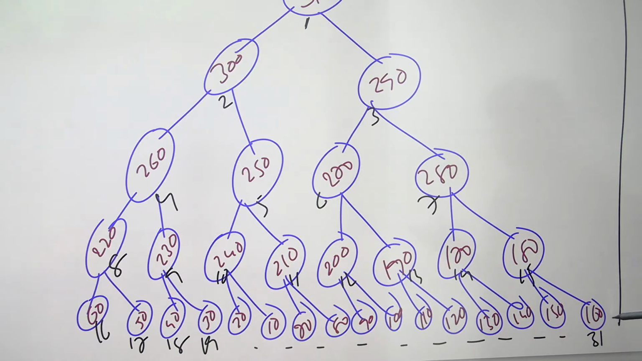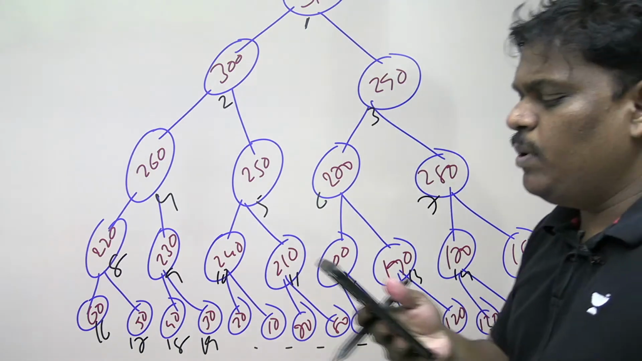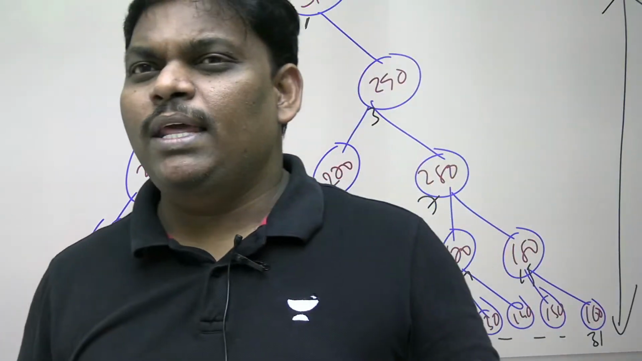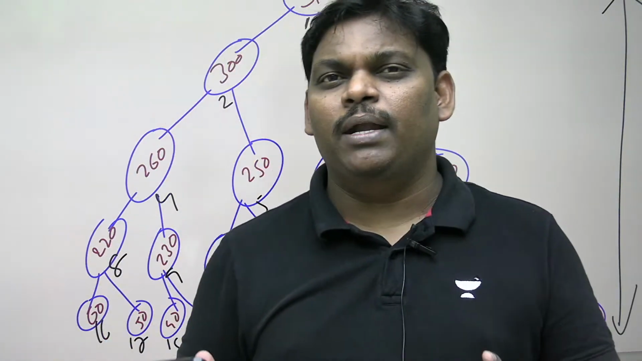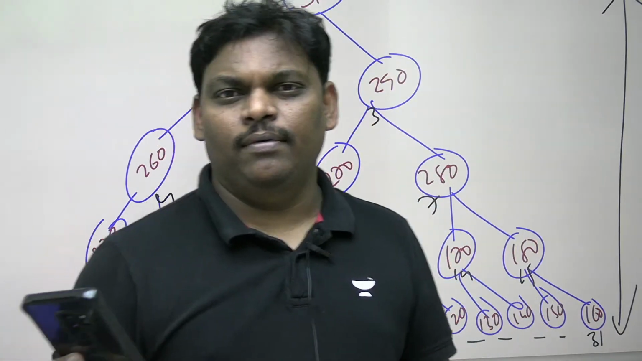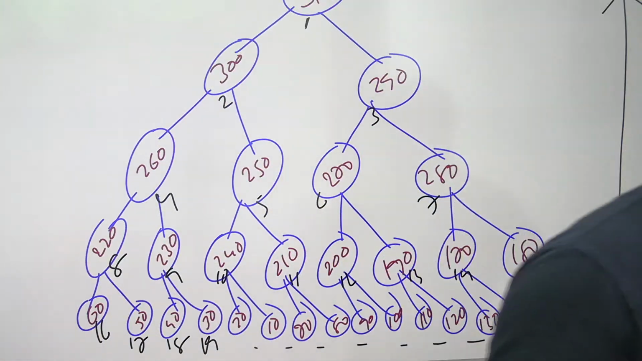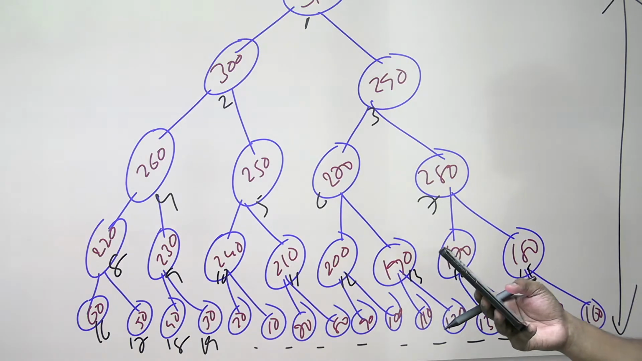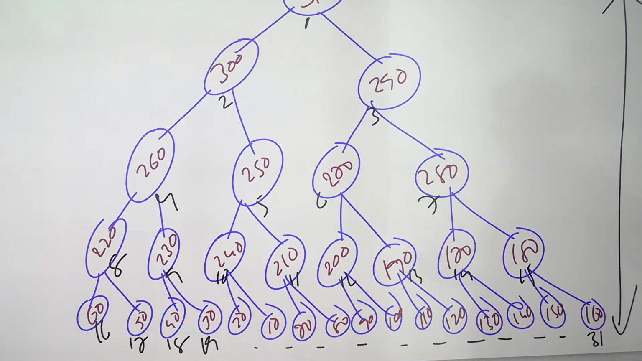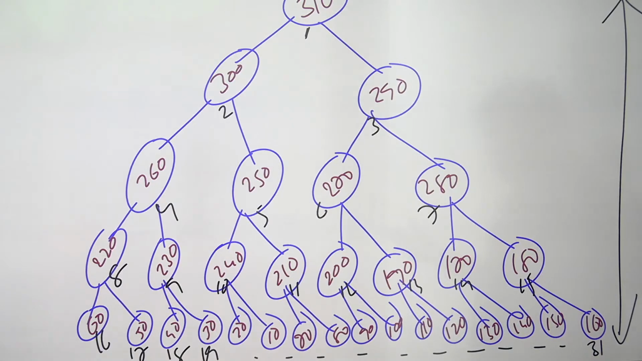A min heap tree or max heap tree contains n elements. How many levels are there? Can anyone say? How many levels? Log n. So let me write log n levels. A min heap or max heap which contains n elements has log n levels. That's okay.